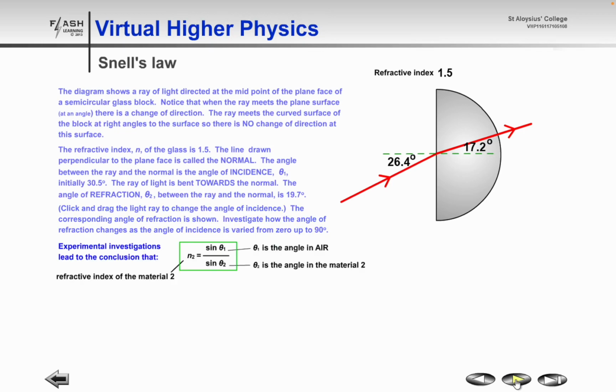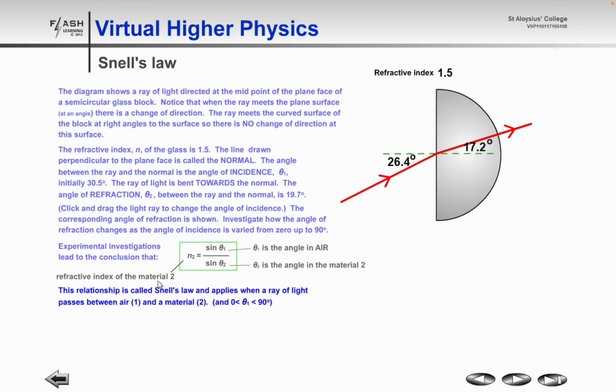And the relationship that we find then is n equals sine θ1 divided by sine θ2. And just like the formula for speed we saw on the previous slide, θ1 is always in air, θ2 is in the medium. So it doesn't matter whether you're going from air to the medium or medium to air, the formula is always the same way around. And it's called Snell's law and defines the refractive index of the material.